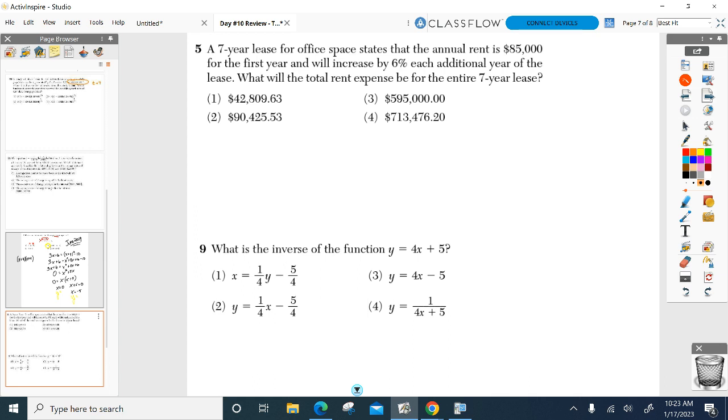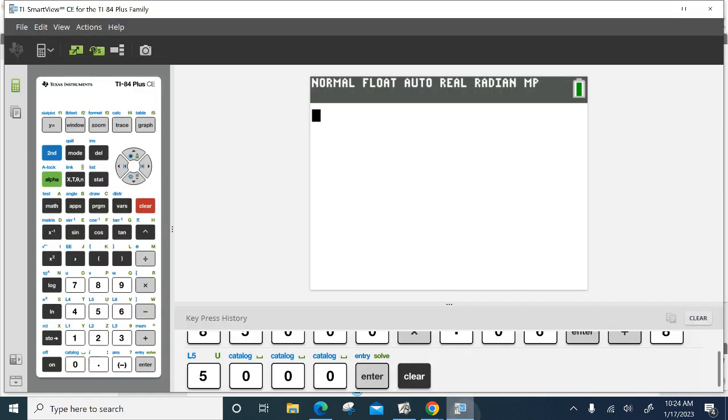How much for the first year? 85,000. Okay, let's do it. It's 7 years, right? Can you figure out how much rent is for year 2? It increases by 6%, right? How can I figure out my rent for year 2 then? Help me, I've got my calculator in front of me.